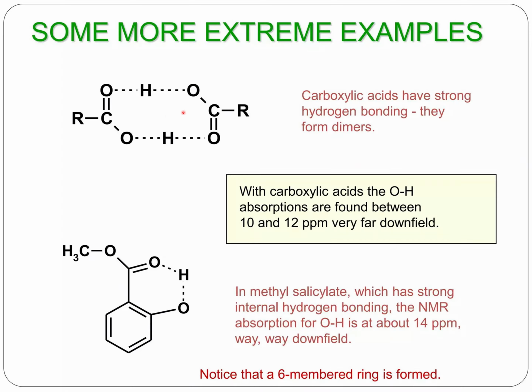So deshielding occurs in carboxylic acid. That is why it is downfield, at 10 to 12 ppm. So very far downfield. Now you can also see here in this structure there is also a hydrogen bond. So it will be downfield toward where? 14 ppm. You can see it is way downfield because of the hydrogen bond.